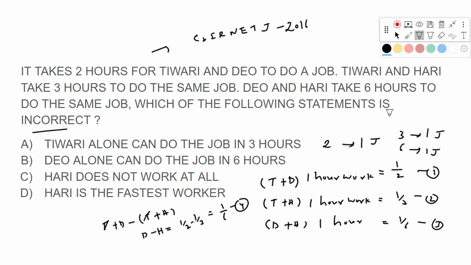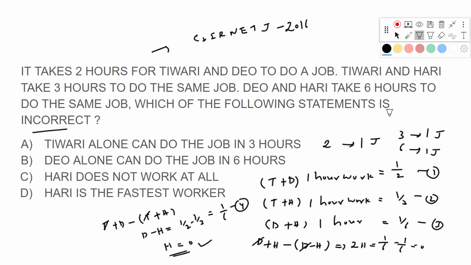Now subtract equation 3 minus 4. So D plus H minus of D minus H: D gets cancelled, H plus H is 2H, equal to 1 by 6 minus 1 by 6, that is 0. That means 2H equal to 0, that means H equal to 0. H equal to 0 means Hari does not work at all.